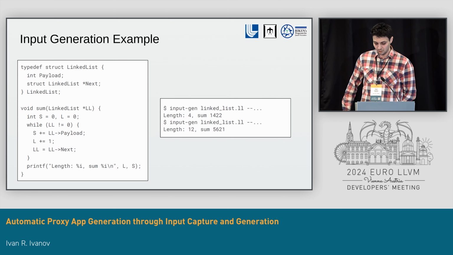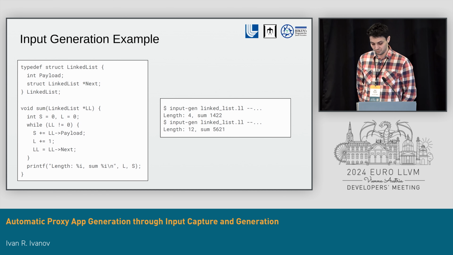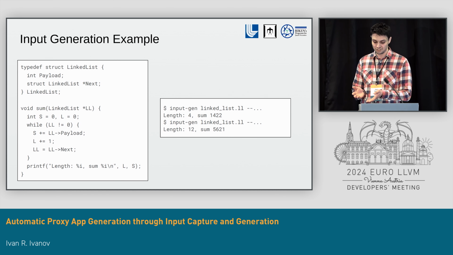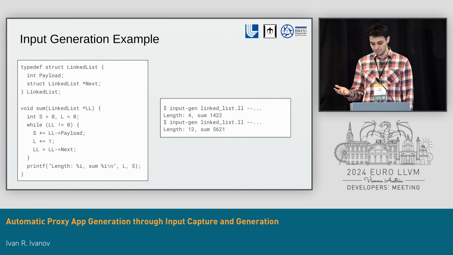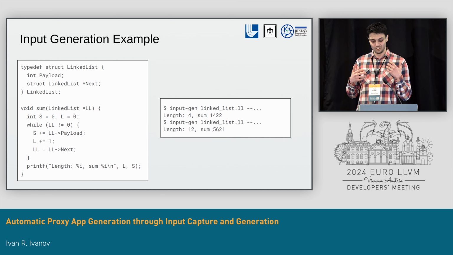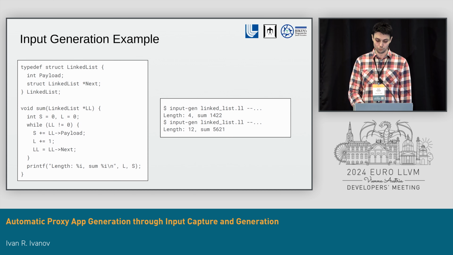So R2 allows you to just give it as an argument an LLVM module, which is the compiled version of this, and it will automatically generate input and run it for you. As we can see in these 2 runs, it managed to generate a linked list input with length 4 and a length 12.